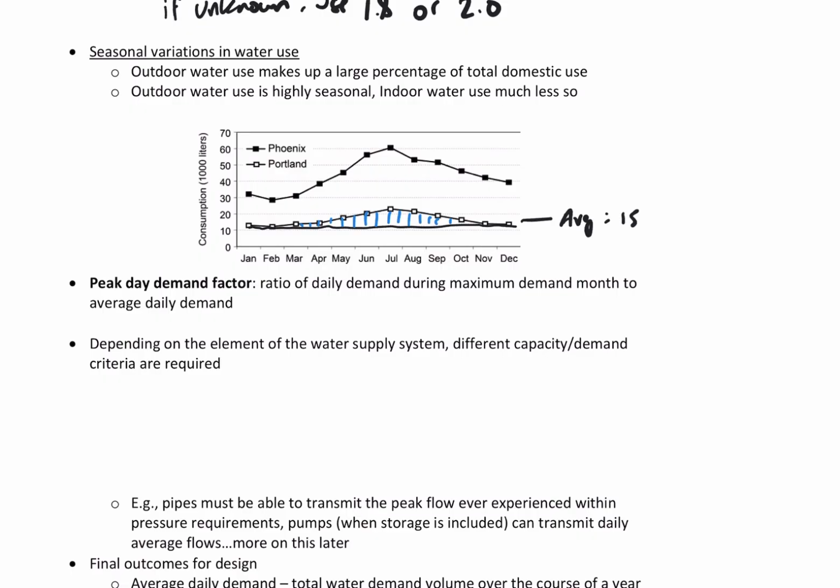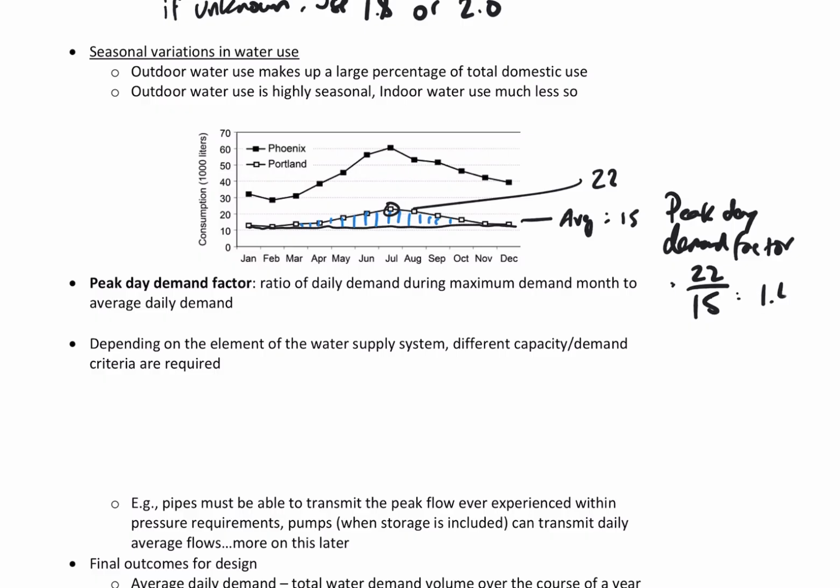Now we say our peak month here is July, and let's say July is 22. Well, in that case, our peak day demand factor is going to be equal to 22 over 15, which is a little less than 1.5. Let's see. That's 22 divided by 15, 1.47.